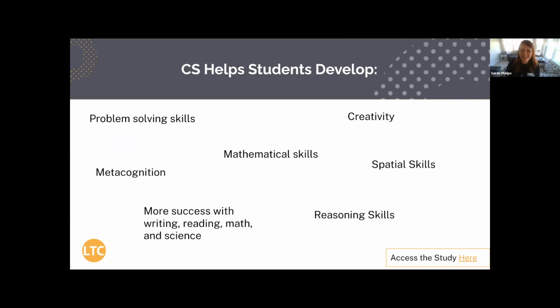And hopefully today, by looking at these standards a little bit deeper, you're going to understand that computer science has built up tons of skills, and it supports a ton of skills. So computer science helps students develop problem solving and mathematical skills. It helps them figure out their spatial awareness and reasoning skills. It helps them with metacognition, thinking about their thinking. It actually supports creativity. And there are reports, again, you can access the study here, that you can see how it improved student success in writing, reading, math, and science as well, because there are tons of overlapping skills and practices in all of those different areas.